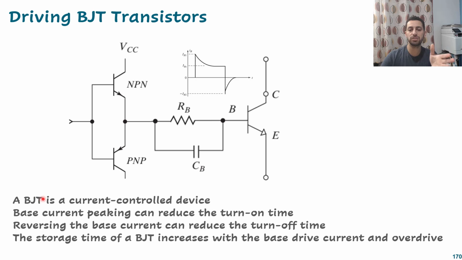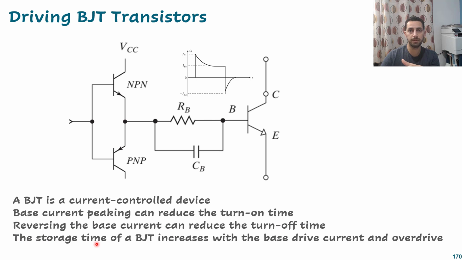So the BJT is a current control device. This is one of the problems, okay? It depends on the current and the peak of the current to turn on and off. It's not like the MOSFET or IGBT. The base current peaking can reduce the turn on time. I'm talking about this. Reversing the base current, which is this one, can reduce the turn off time.